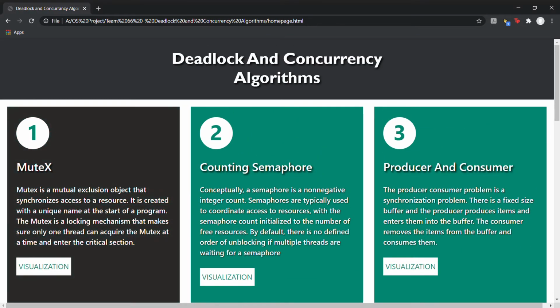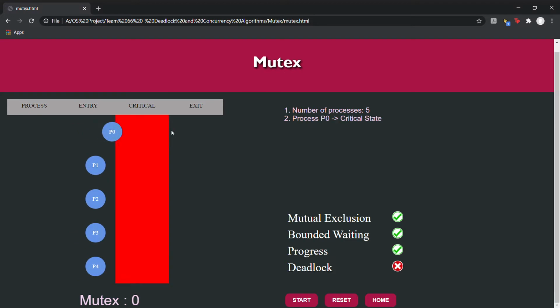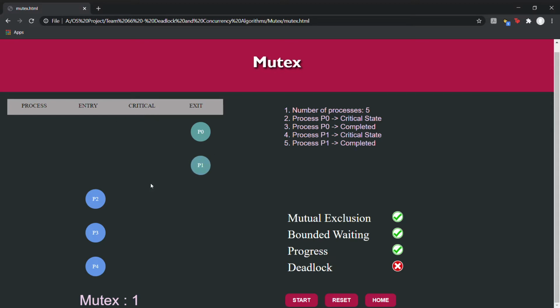The first one is Mutex. Mutex is an algorithm that ensures mutual exclusion of processes, which says that only one process can execute its critical section at a moment. If a process is executing its critical section, all other processes would have to wait until the previous process completes its critical section, as is seen here. P2 has to wait until P1 completes its critical section, and so on.